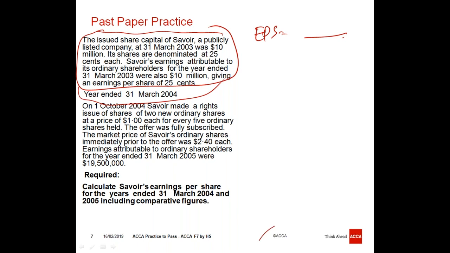The issued capital of Savior, a public limited company, at 31st March 2003 was 10 million, and its shares are denominated at 25 cents each. Savior's earnings attributable to its ordinary shareholders for 31st March were also 10 million. So the profit or earnings is 10 million. What should be the value of the denominator which gives the EPS of 25 cents?